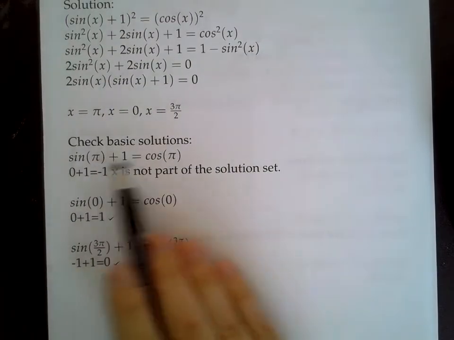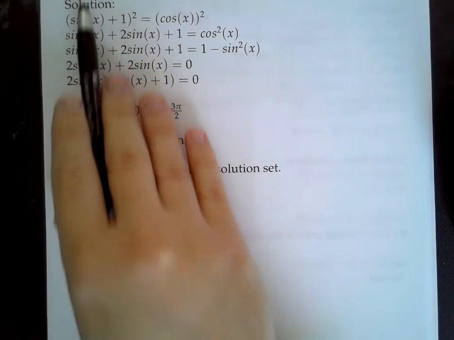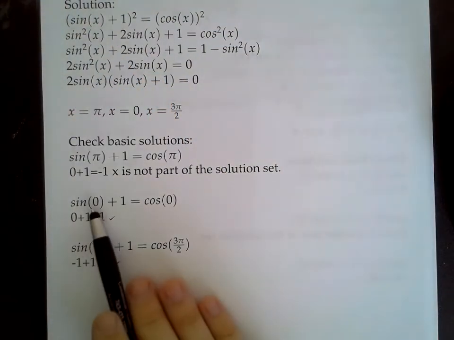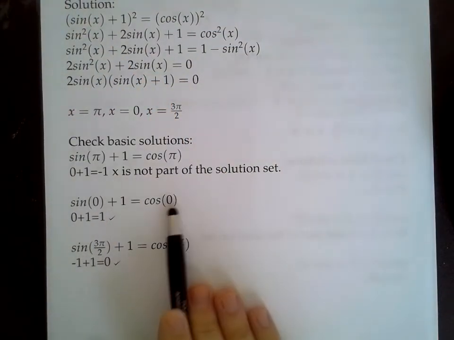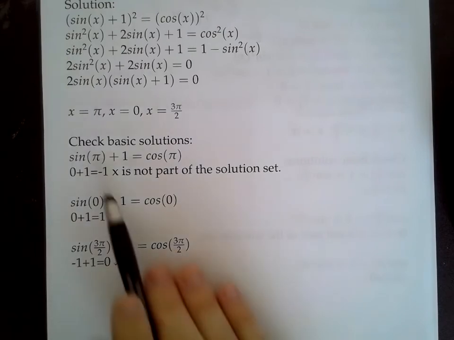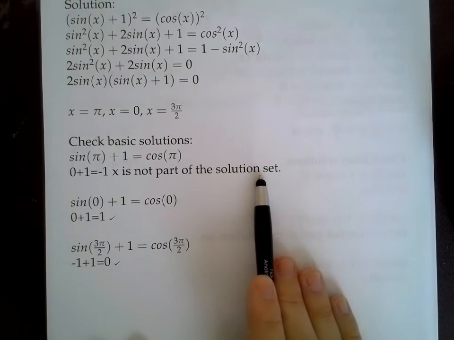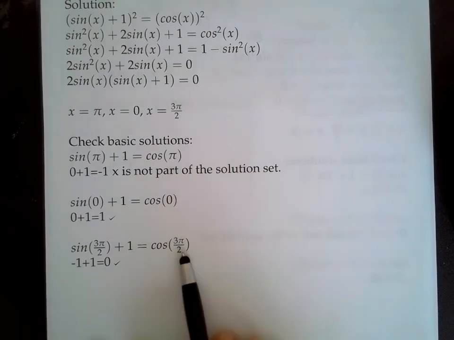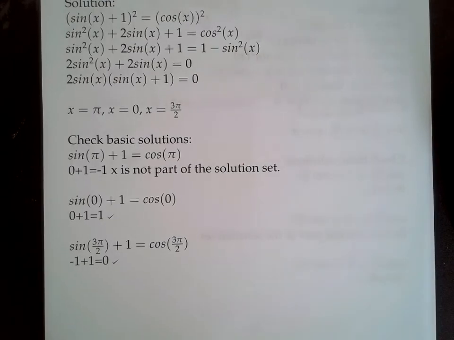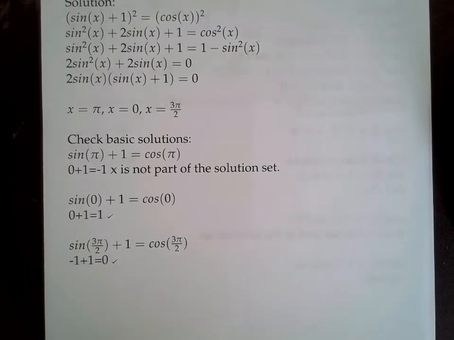So I'm going to plug in pi for the x in my original equation, then 0 for the x in my original equation, and then 3 pi over 2. I'm going to find that pi doesn't work because it gives me 1 is equal to negative 1, so this is not part of the solution set, but 0 and 3 pi over 2 are both part of my solution set. So again, be careful here, these are just our basic solutions.